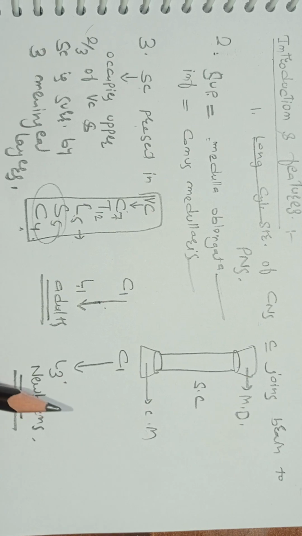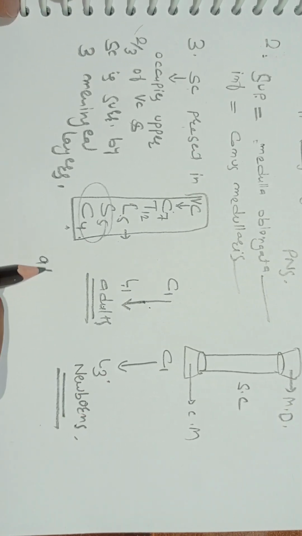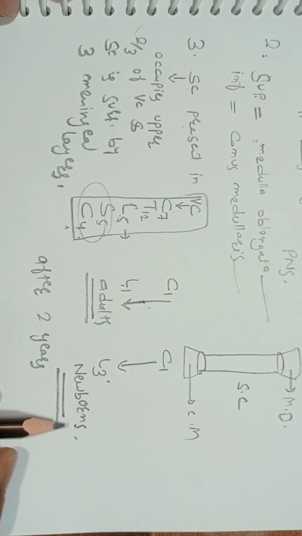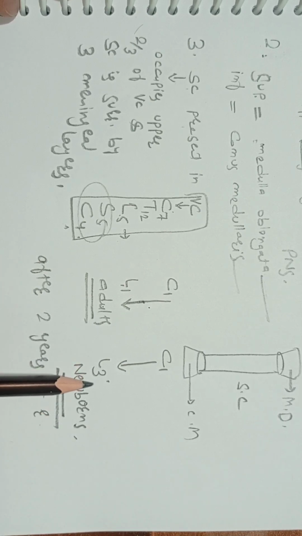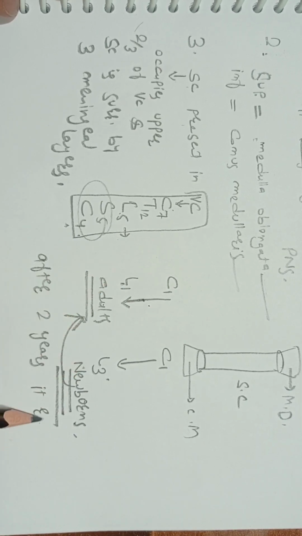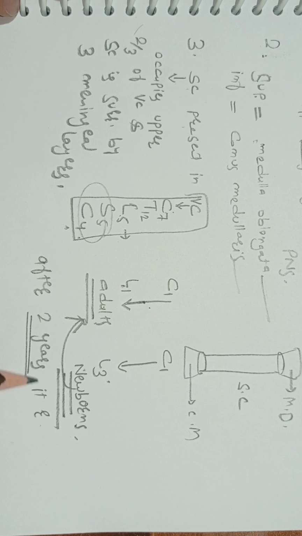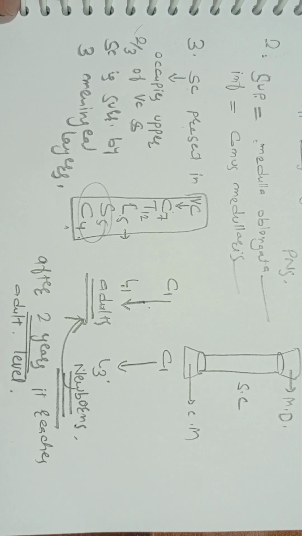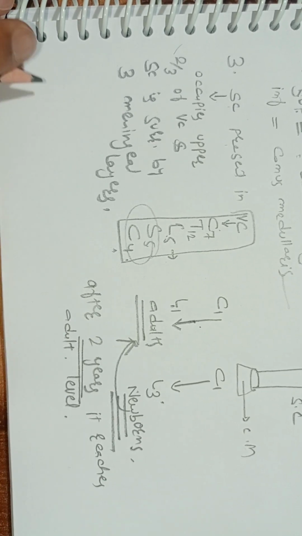Clearly, after 2 years of birth, it reaches the adult level, that is L3 to L1. After 2 years it reaches the adult level, clearly.